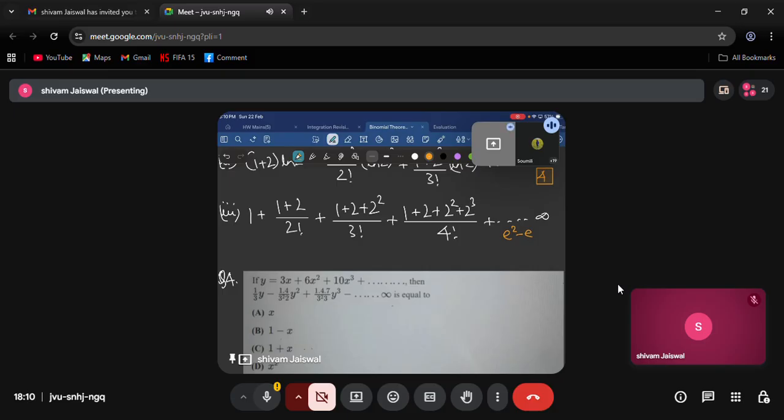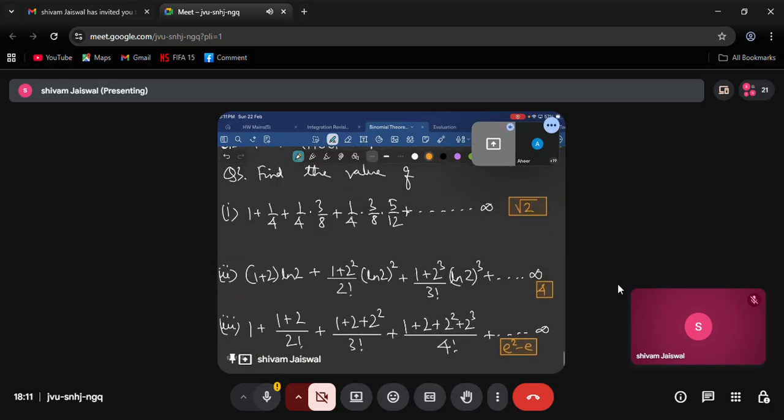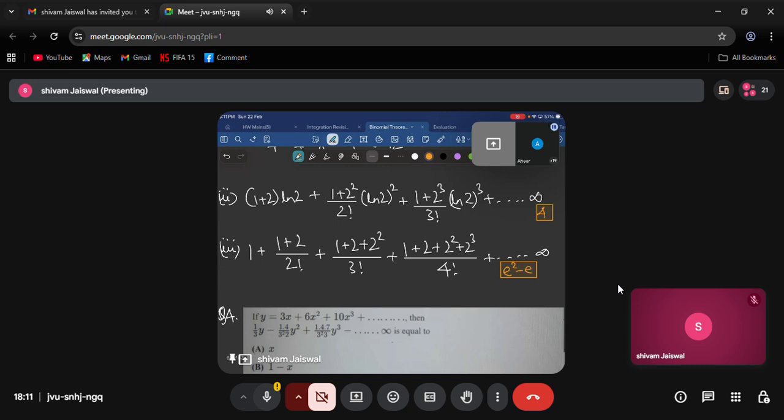Everyone got E square minus E? Okay. But you said it was wrong. Wait, let me check. I'm just checking yours. You said 1 and 2 are incorrect. No, E square minus E is correct only. Part 3 is correct. Okay. So do you want me to explain part 2, or have you understood? No, sir, I have understood.